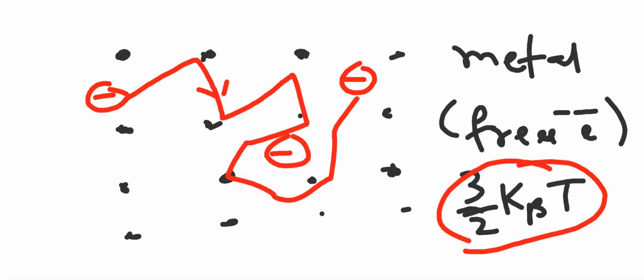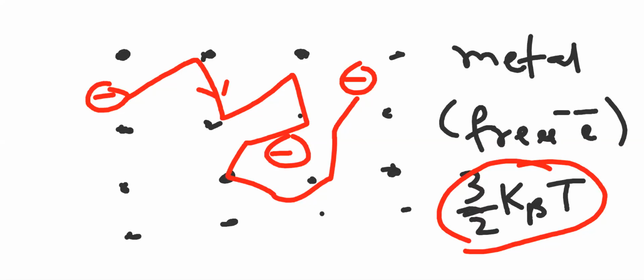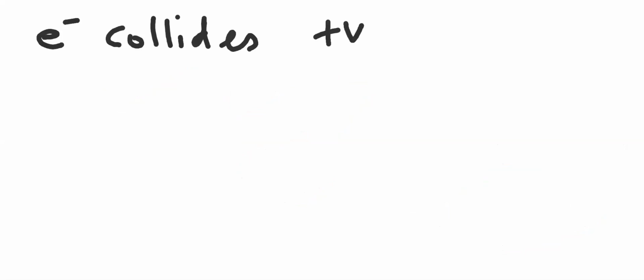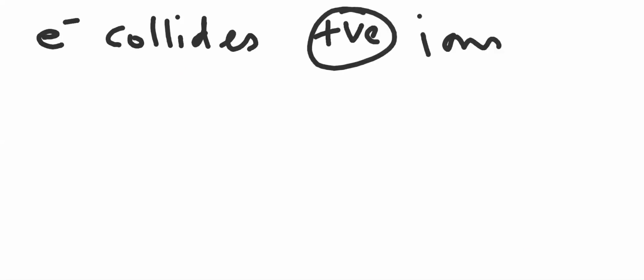Now, basically, the black ones are the positive ions. These are ions because electrons have been removed from the outermost shell, so the nucleus and core have a positive charge. Because of this random motion, electrons are colliding with the positive ions. There can be a probability that the electron can be captured.